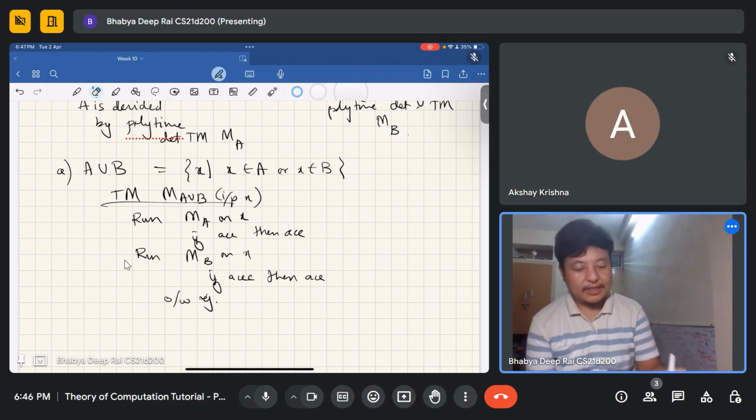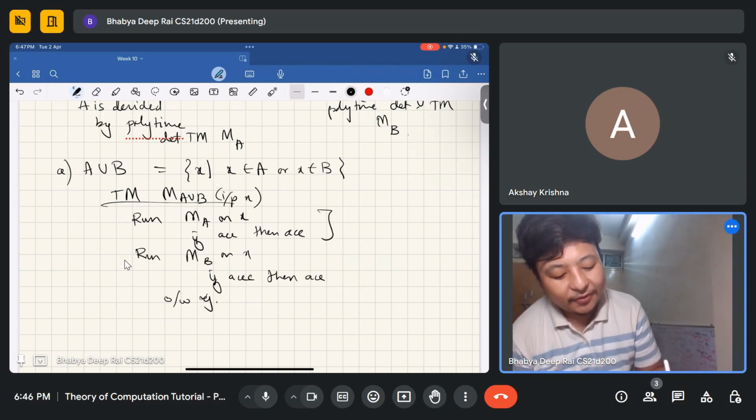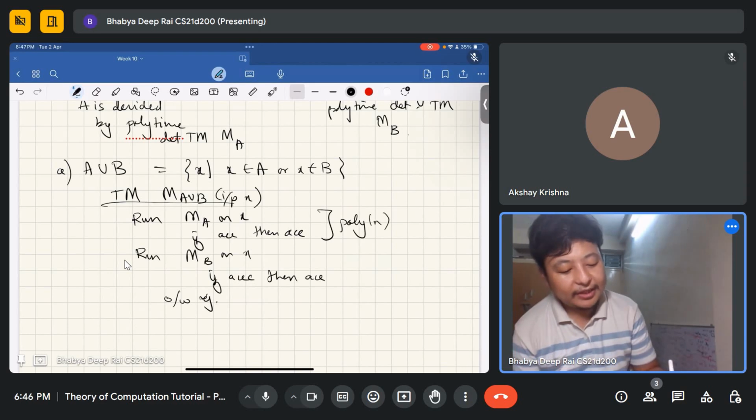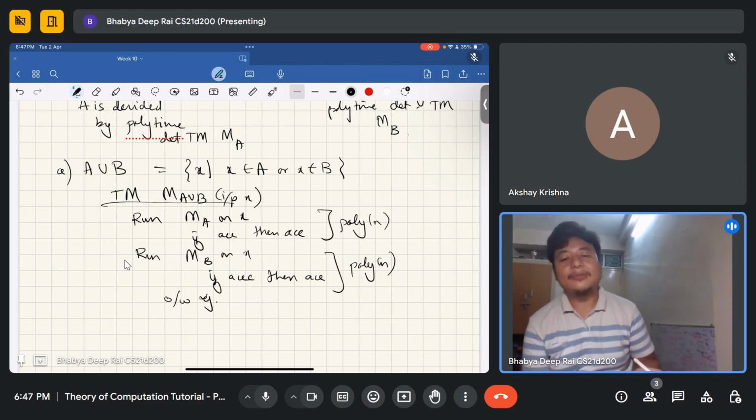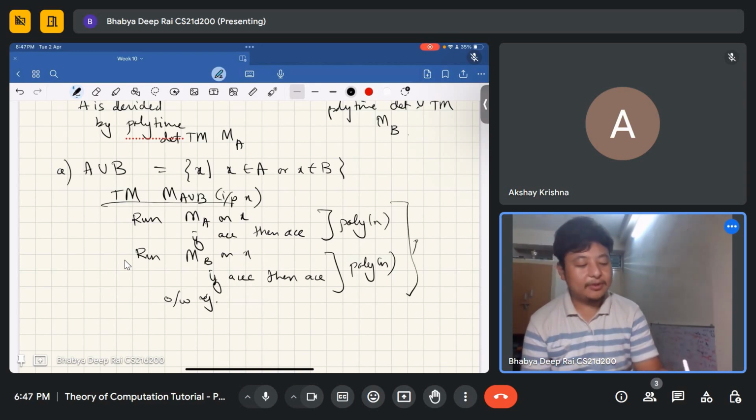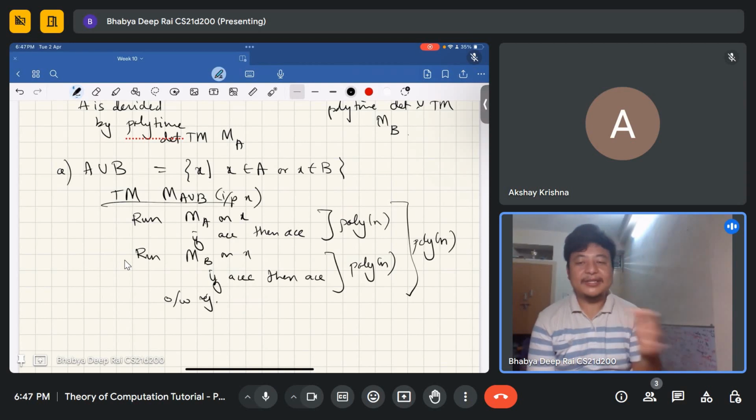Right. So this takes polynomial time in n, and this also takes polynomial time in n. Polynomial plus polynomial is always a polynomial, so in total it will only take polynomial time, and this is a deterministic simulation. So A union B is in P.